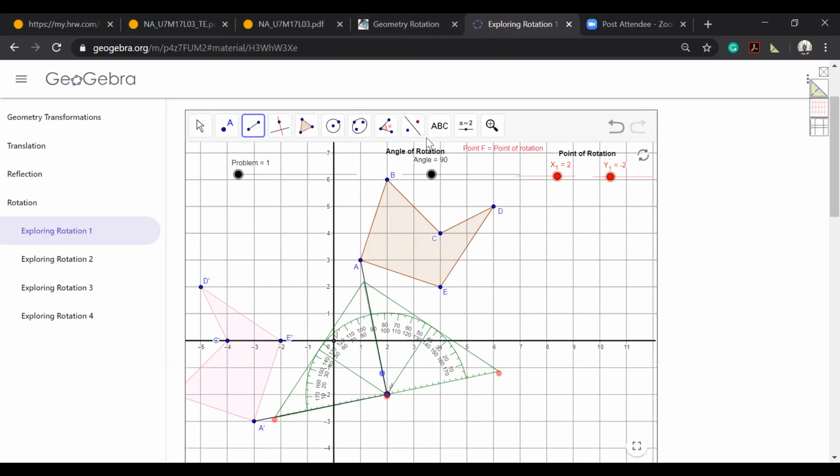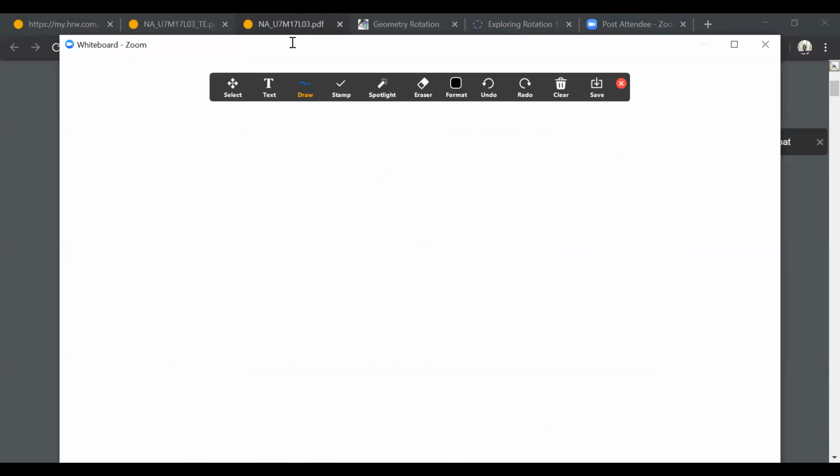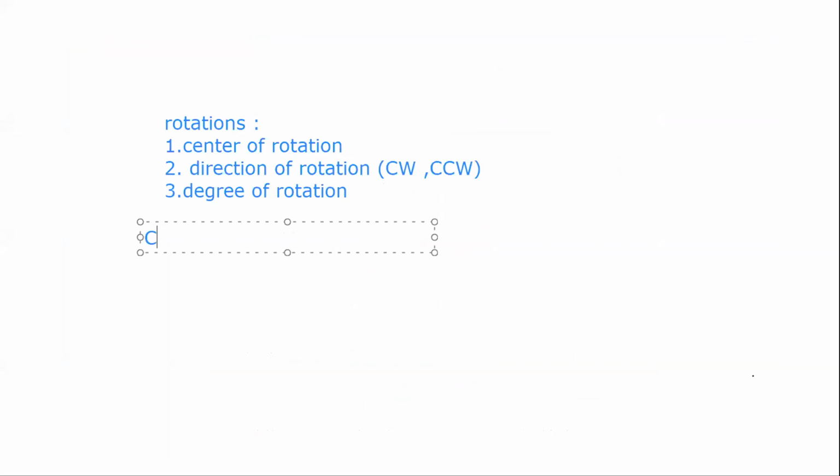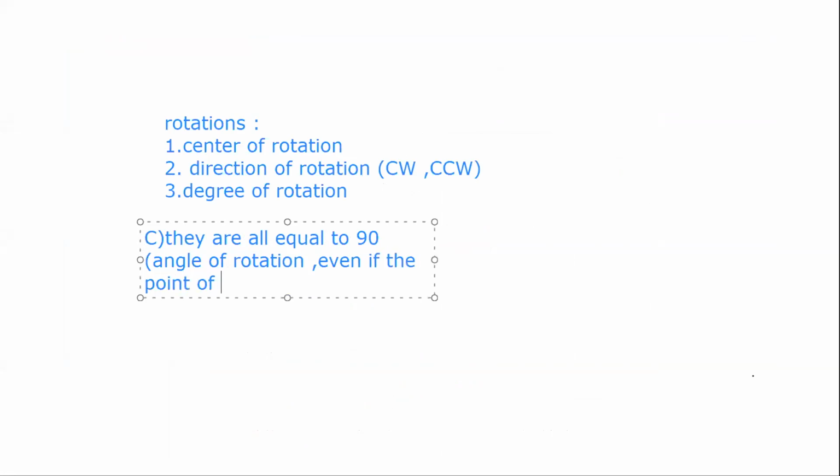Very well, understood? So we can write in here, for question C, we are going to write they are all equal to 90 degrees, which means they are equal to the angle of rotation, regardless, or even if the point of rotation moved.